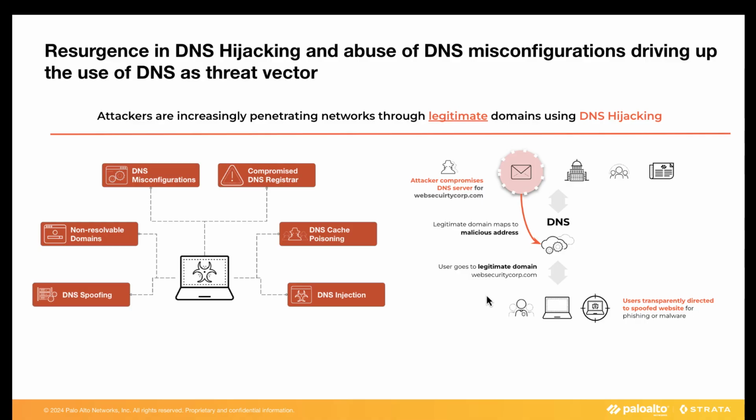Here is an example of a user trying to reach out to a legitimate site websecuritycorp.com. Here the attackers compromise the DNS server for WebSecurity Corp and modify the DNS record to point to a malicious IP address. By sending these modified DNS responses to a user, attackers then are able to transparently redirect the user to a spoof website for phishing or malware. Now that we know what is DNS hijacking, let's look into the demo and understand how we protect against it.